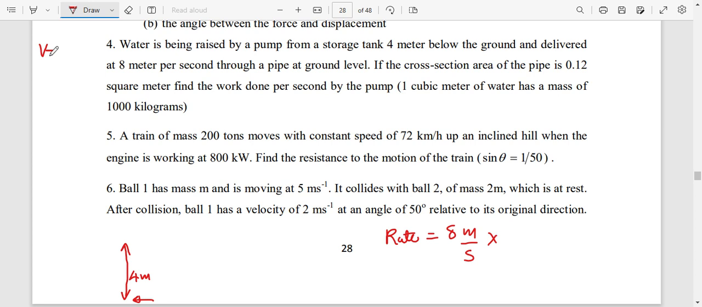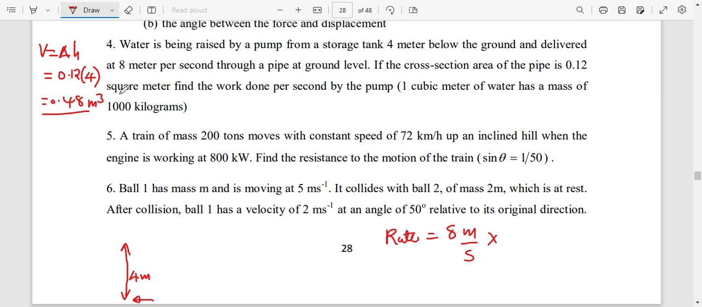Volume is given by area multiplied by height, or multiplied by distance. So the area is 0.12. The distance of the pipe, they've already told us, is 4 meters. So 0.12 multiplied by 4 is going to give us 0.48. This is the volume in cubic meters.